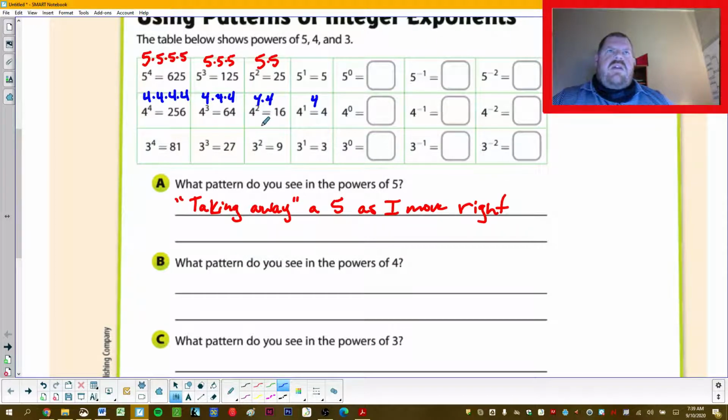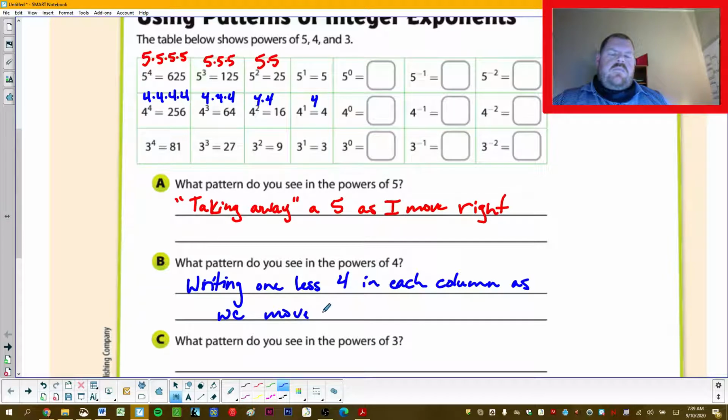And so we could think of that. I'm going to slowly work our way to what's actually happening here: we're writing one less 4 in each column as we move right. So as we move our way to the right, we're writing one less 4.